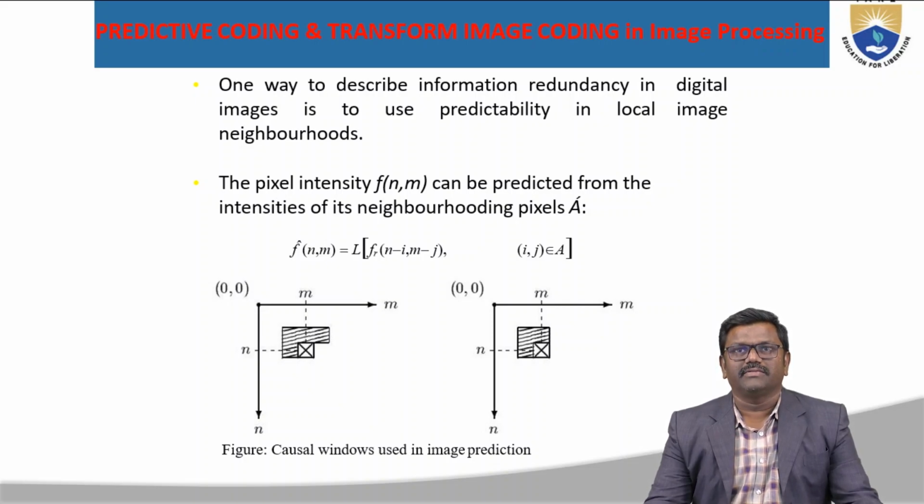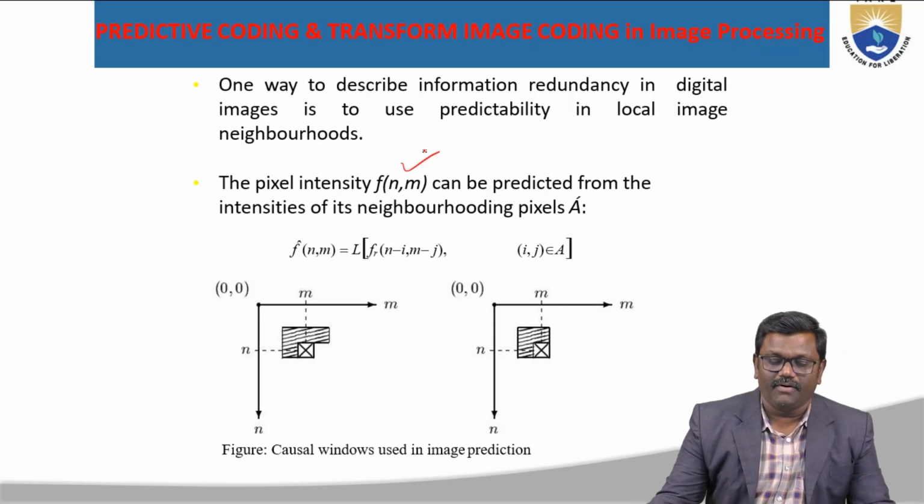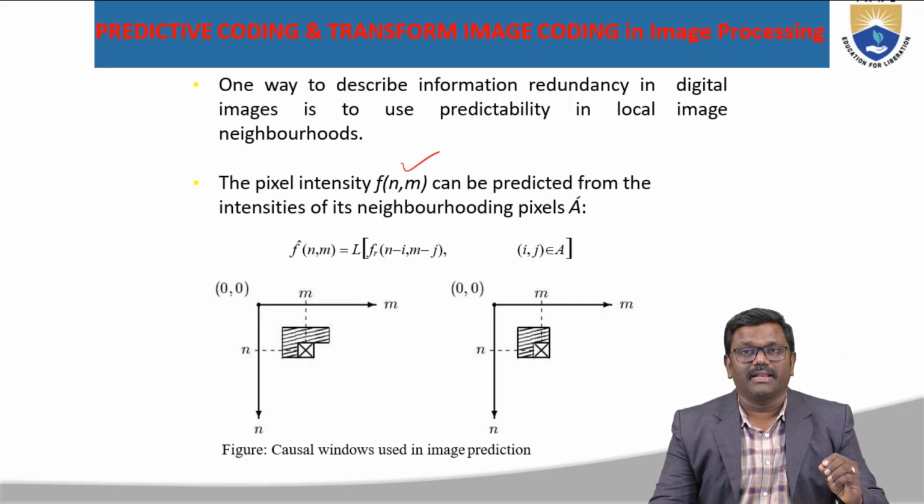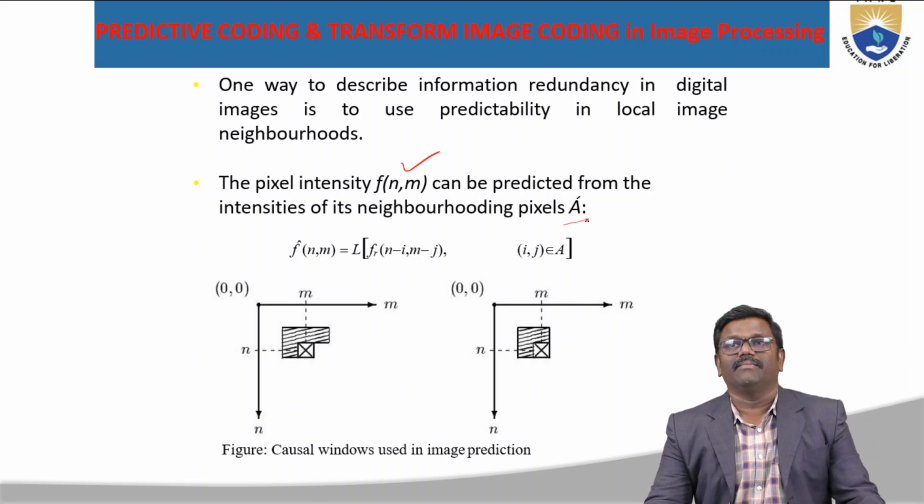So how do we want to concentrate here? You may all know how we describe image information. One way to describe information redundancy in digital images is to use predictability in local image neighborhoods. The pixel intensity which we are representing as f of n comma m can be predicted from the intensities of its neighboring pixels in the image.